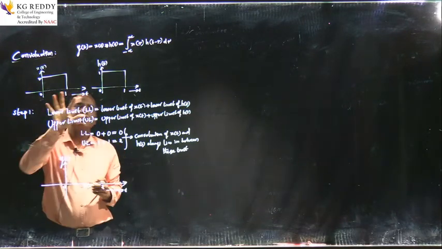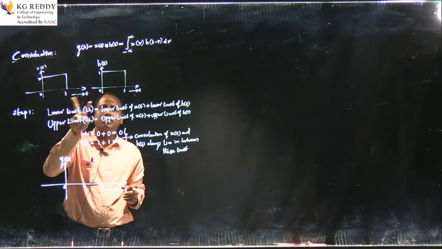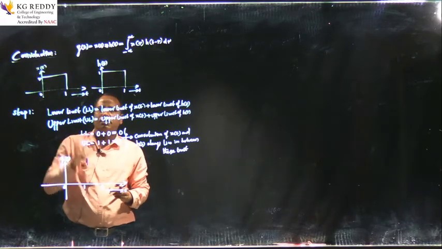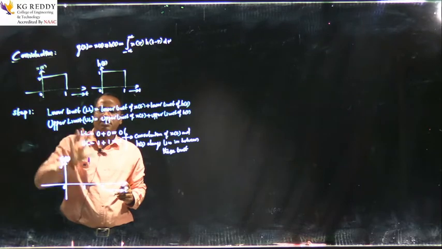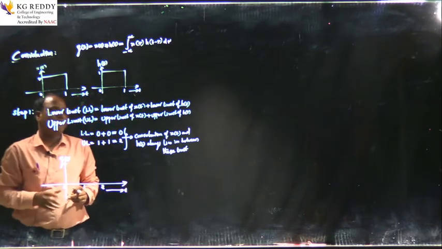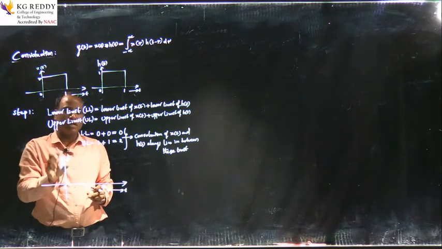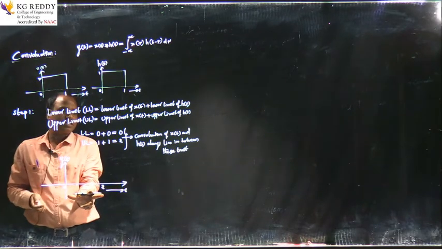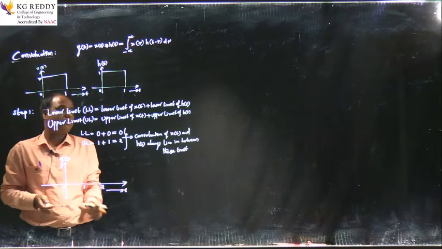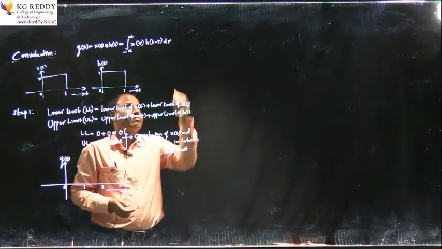So for any signals we can determine the convolution. We can determine the lower limits and upper limits with the help of step 1. To determine what the signal y of t is in between these two limits, we need to understand step 2.